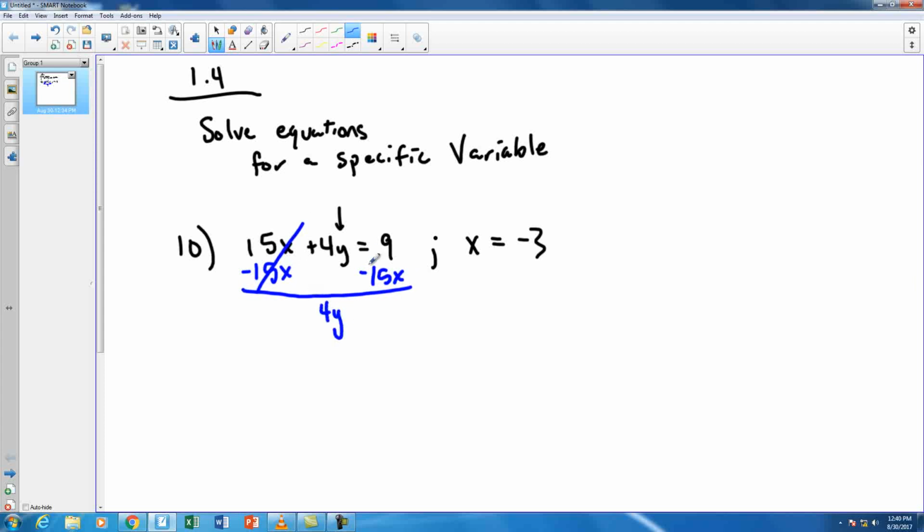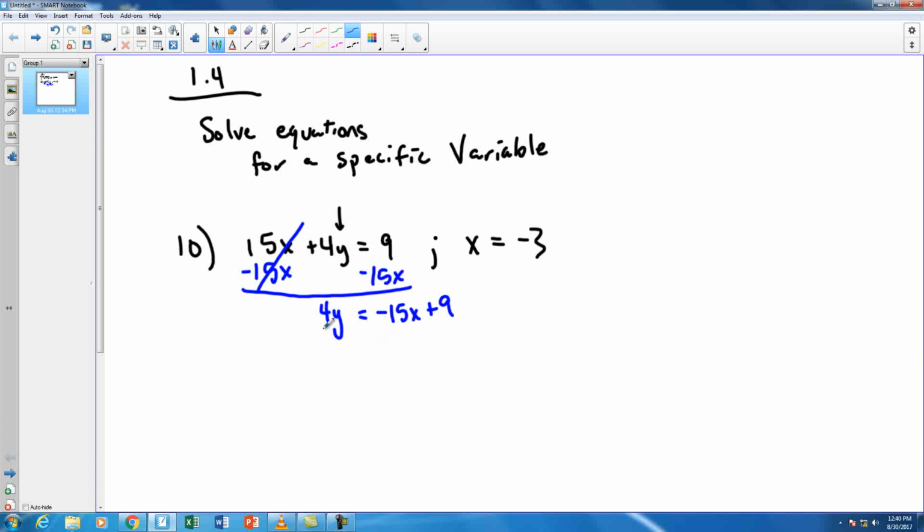I have a 4y. Of course, my equal sign comes down. Now 15x and 9, they don't combine, so I'll just write negative 15x plus 9. I could write 9 minus 15x. It makes no difference which way you do that.